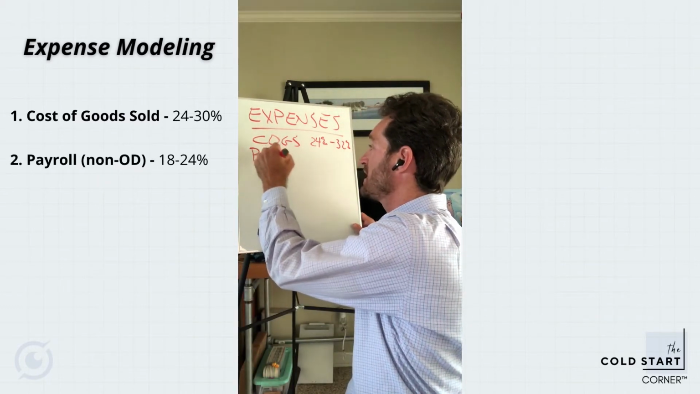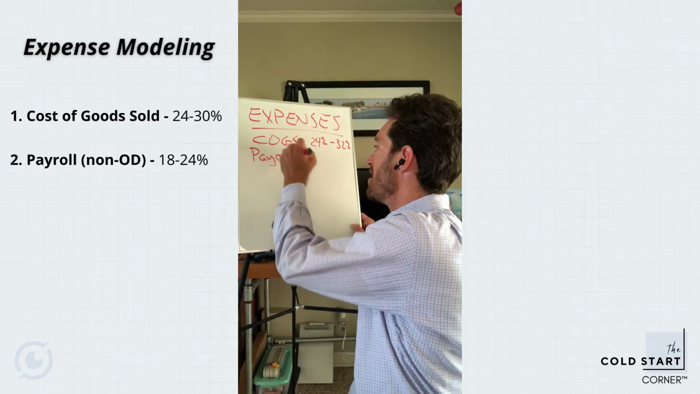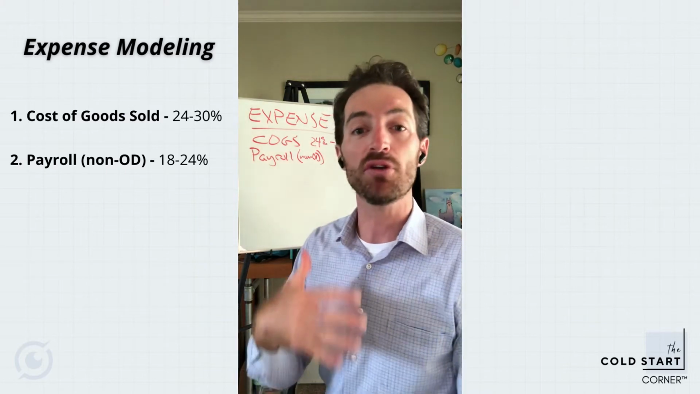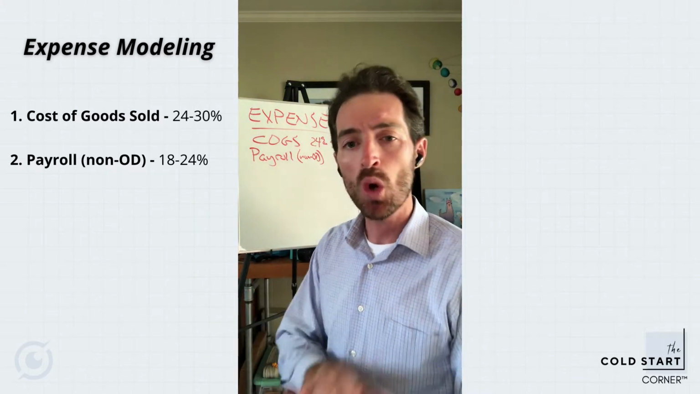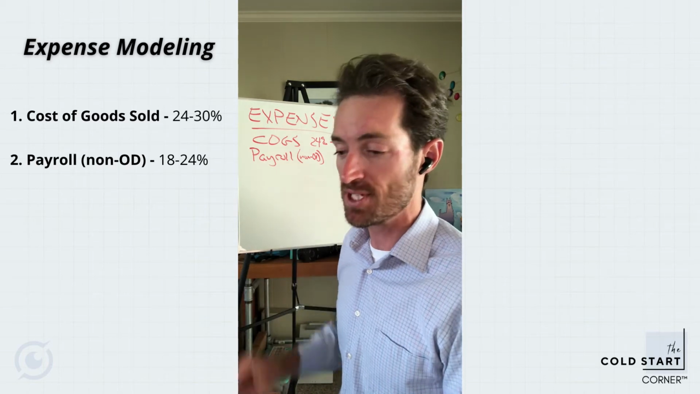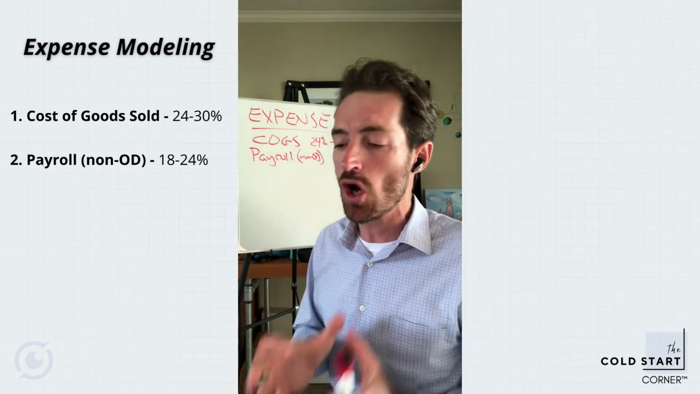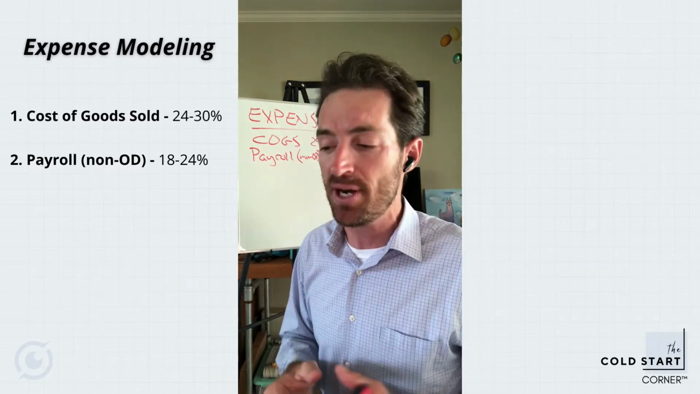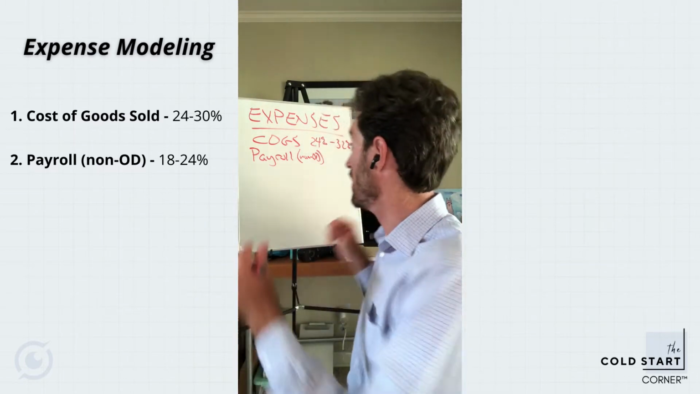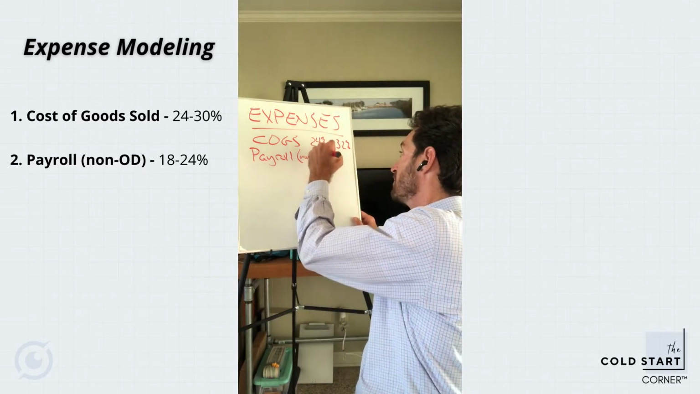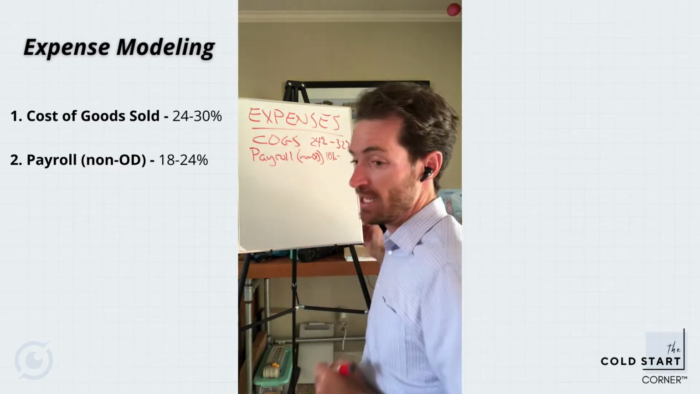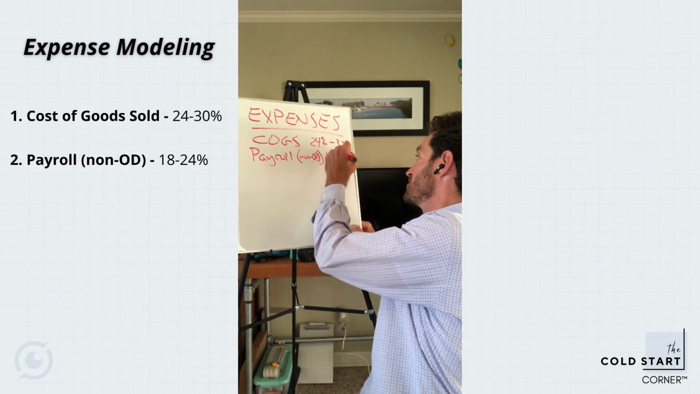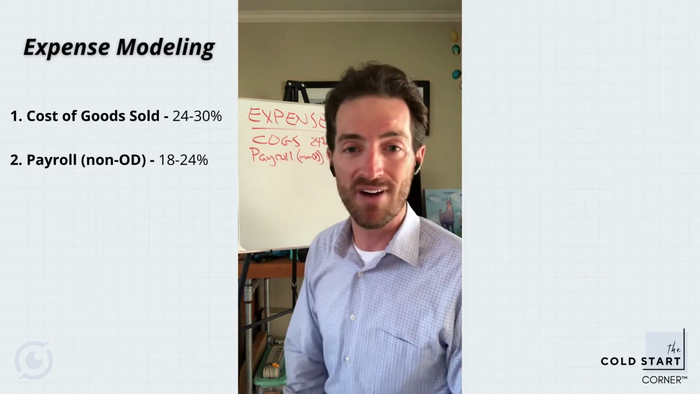Next up is going to be payroll. And specifically here, we are referring to your non-doctor payroll. So we'll include all of your full-time and part-time associates. We do not want to include doctor compensation in this number. And similar to cost of goods sold, your payroll as a percentage of your operating expenses will vary widely as well, from a low point of, say, 18 or 19% of your total cost of doing business to, in some instances, as much as 24 or 25%.